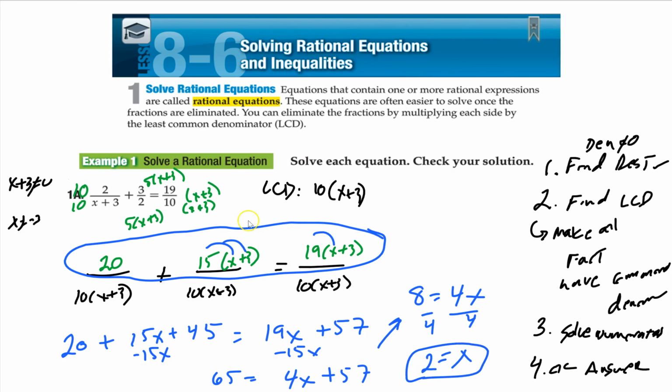Just check my answer. You could plug in and see if it works. That always works. But I'm just making sure it's not in my restriction. My restriction says it couldn't be negative 3. I'm at 2. I'm good. I'm all good. If you plug in, there'd be no issues. There you go.